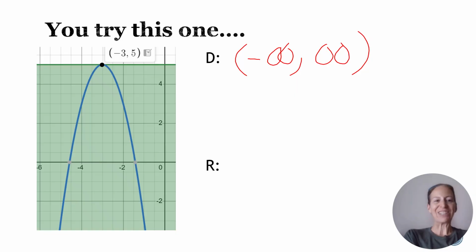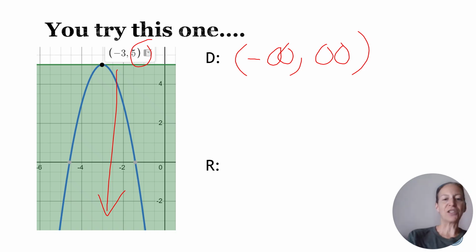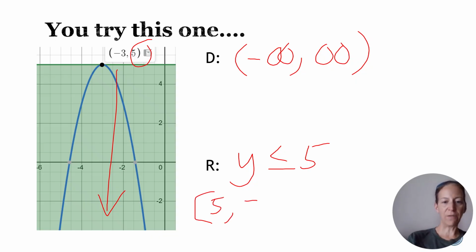Now, the range. This time we're looking at the y's, and this time we're going down. And so before we would say y is less than or equal to 5. Now, here's where you might make a mistake. If you said it was 5 to -infinity, this is not correct. But first of all, yes, you saw the correct thing.